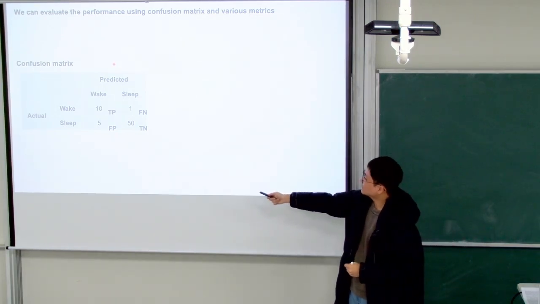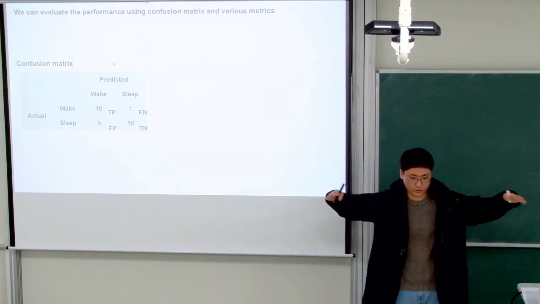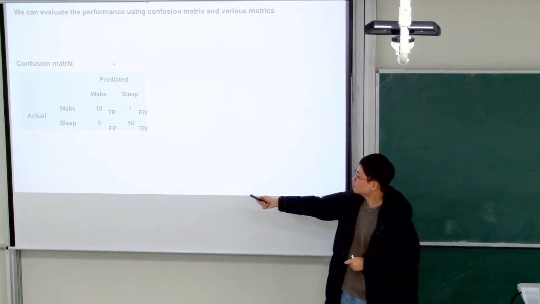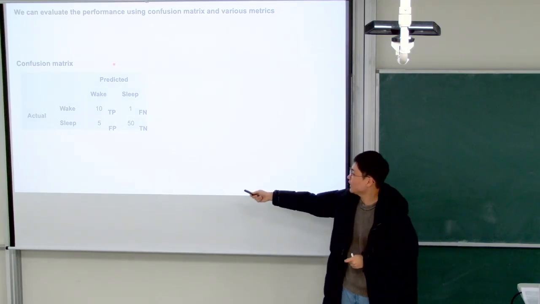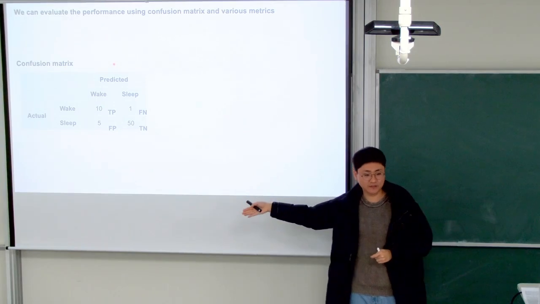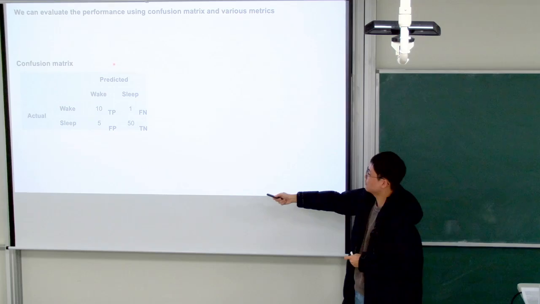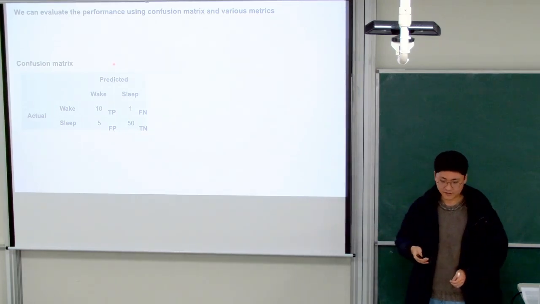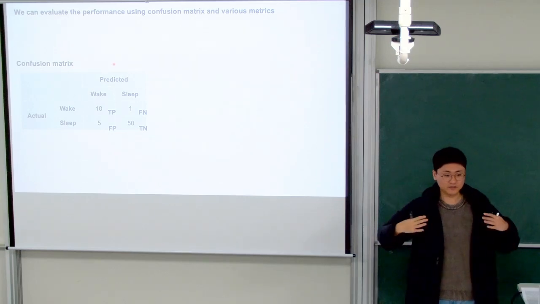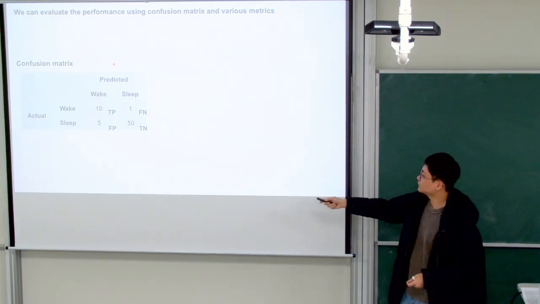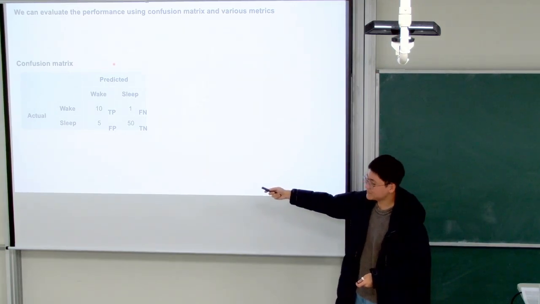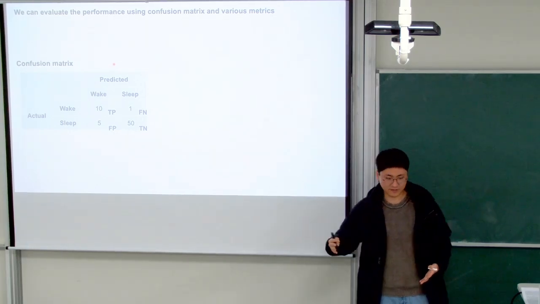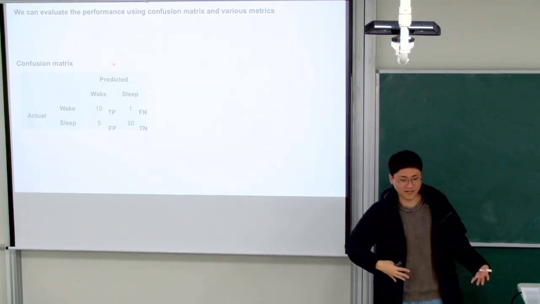This number represents, among the total data points we need to predict, how many data points were actually awake and we predicted as wake. The other components are determined in the same manner. This is called the confusion matrix, and this is the basic step to evaluate this kind of classification model. Usually we classify it as true or false, or positive and negative.